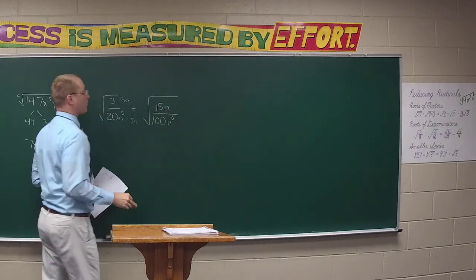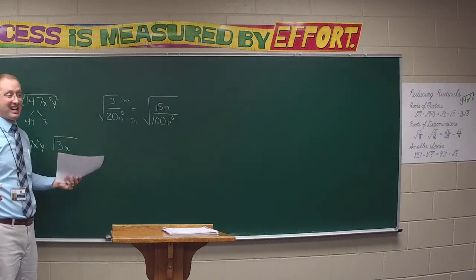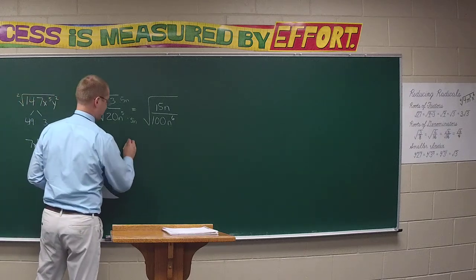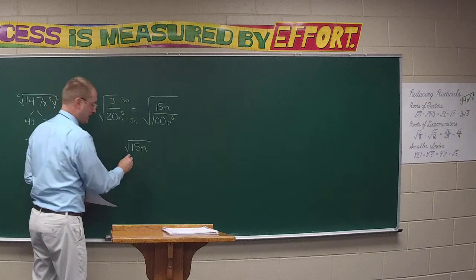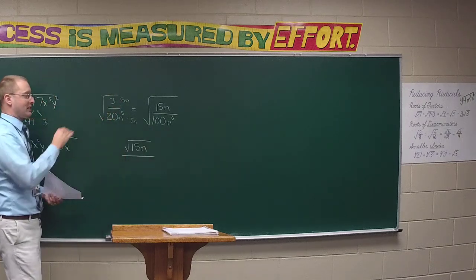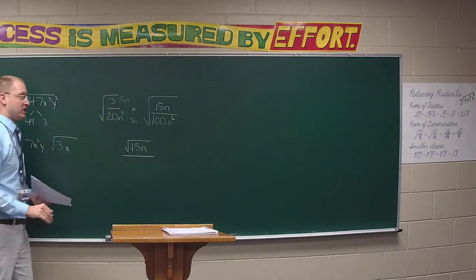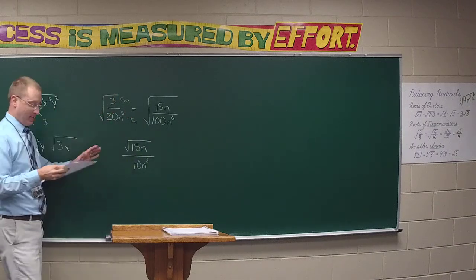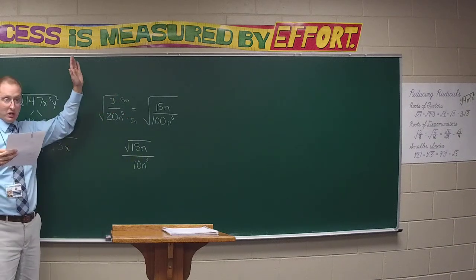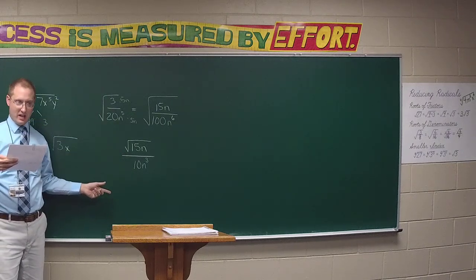15n. Now, the numerator, I don't really care about. And it's a good thing I don't, because I can't do anything with the square root of 15n. Though I should at least see if I can reduce it a little bit, but I can't. The important thing, though, Audrey, is I can take the square root of 100n to the 6th to get 10n cubed. How many had this answer on the second one down? All right, questions on that?